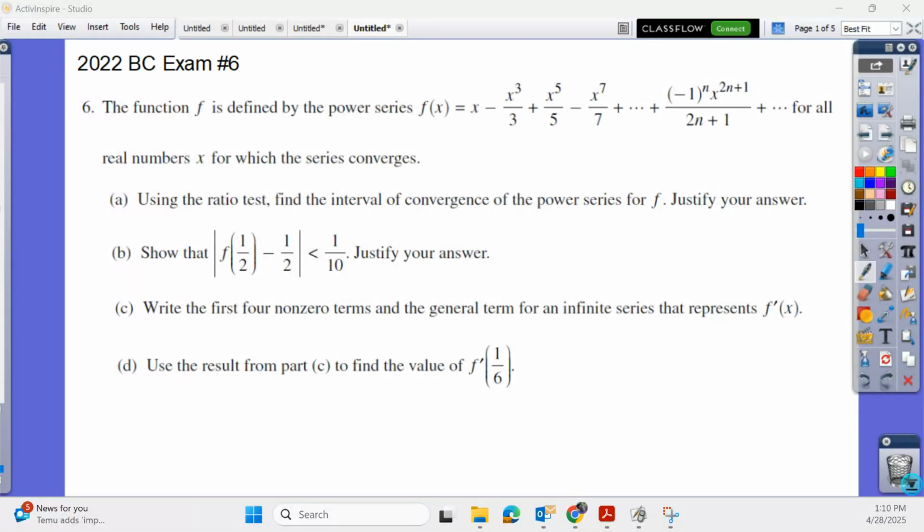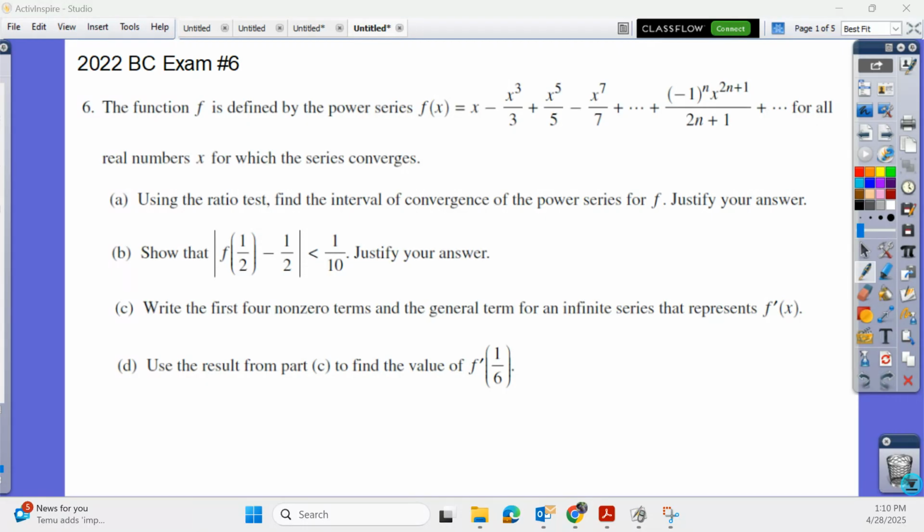All right, we're looking at infinite series, power series, Taylor series, that kind of stuff. This is question number 6 from the 2022 BC exam, AP Calc BC. Part A on this one is a doozy, and then the other parts, if you know what to do, they go pretty quickly. Part D is a little tricky, so we'll get there. But we're going to start with part A.